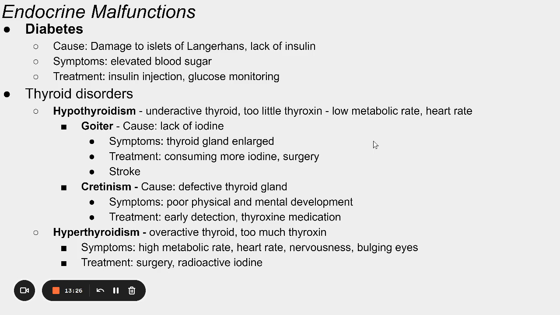Some people can have an underactive thyroid gland, and therefore they have a low metabolism. That may lead to a low heart rate. A person with hypothyroidism may have a tendency to gain weight easily because their metabolism is very low.